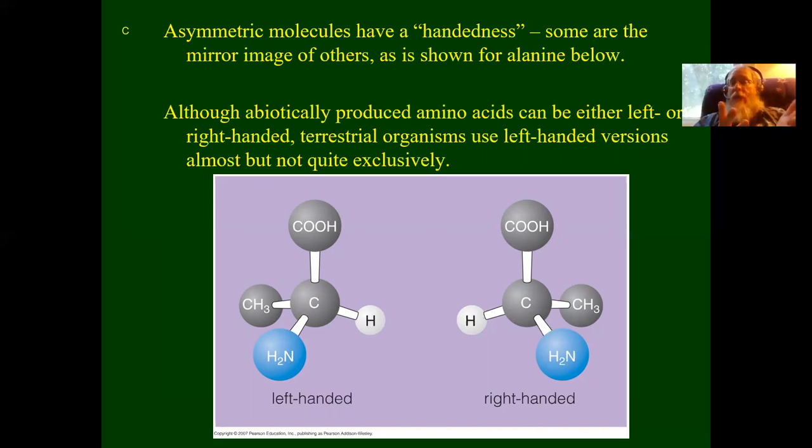basically amino acids can be abiotically produced either way, either in the so-called left-hand or right-hand versions. Organic chemists have a way of deciding which one they're going to call right-handed and left-handed. I'm not sure what it is. But the thing is, terrestrial organisms, when they go to assemble their proteins, use left-handed amino acids almost all the time. When they don't, when right-handed amino acids are slipped in, it's often in toxins. Another example of amino acids, or proteins, being used in defense.